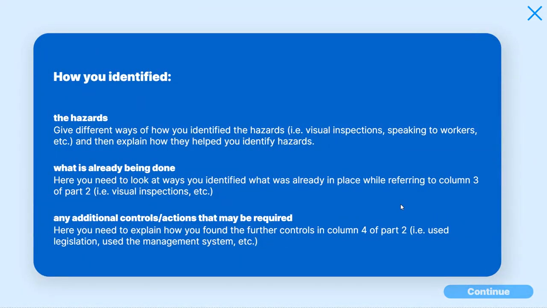How you identified the hazards. Give different ways of how you identified the hazards, i.e. visual inspections, speaking to workers, etc. And then explain how they helped you identify hazards.